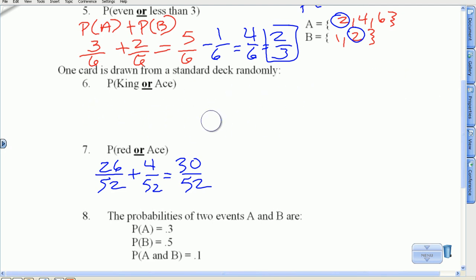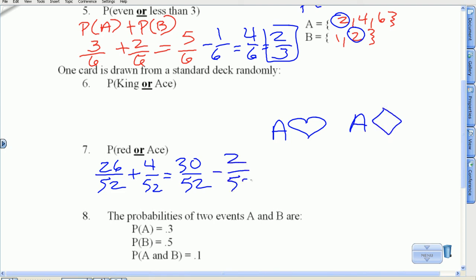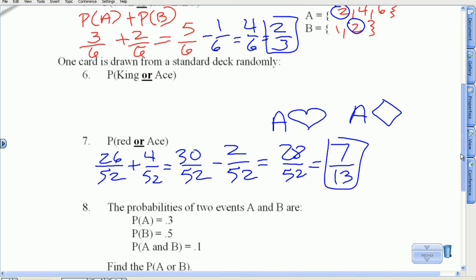Why not? There's a couple of repeats in there. The ace of hearts was counted twice. The ace of diamonds was counted twice. There are 2 repeats. I have to subtract them out. 28 out of 52 is the correct answer, which is 7 out of 13. So you have to subtract them out.